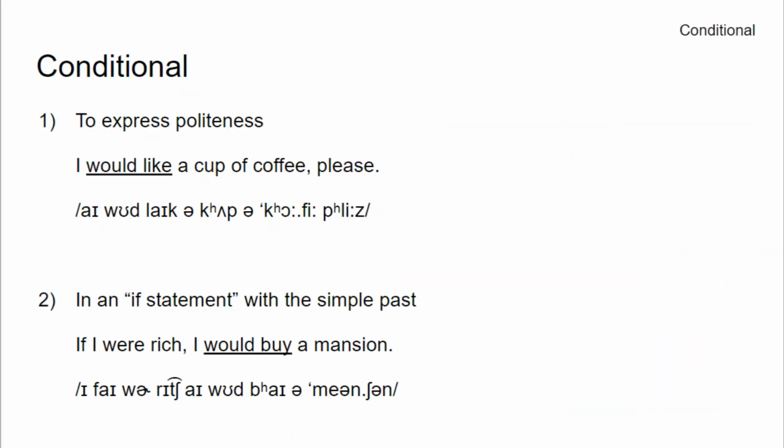Want to express that something only happens as long as something else happens? You can use the word would plus the verb to express this. For example, if you want to be extra polite, you could say, I would like a cup of coffee, please, instead of I want a cup of coffee. And you can use it for if statements. If I were rich, I would buy a mansion.